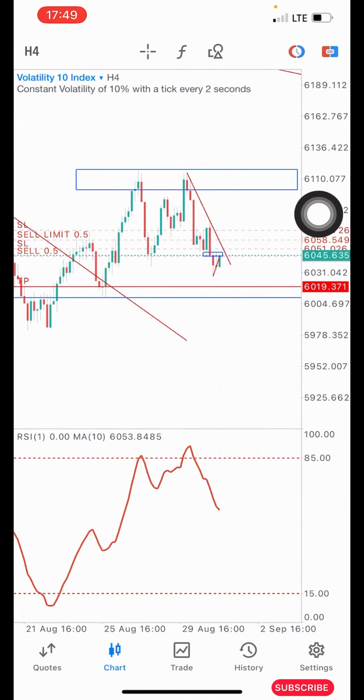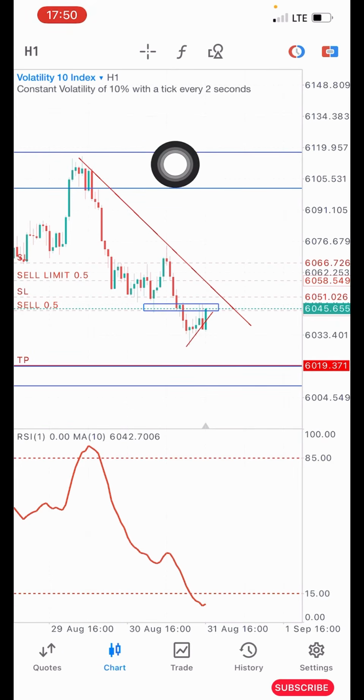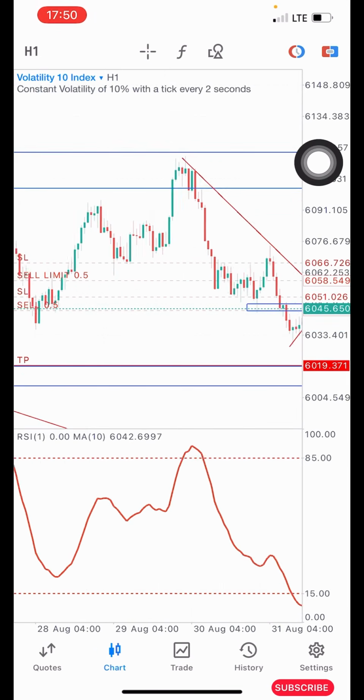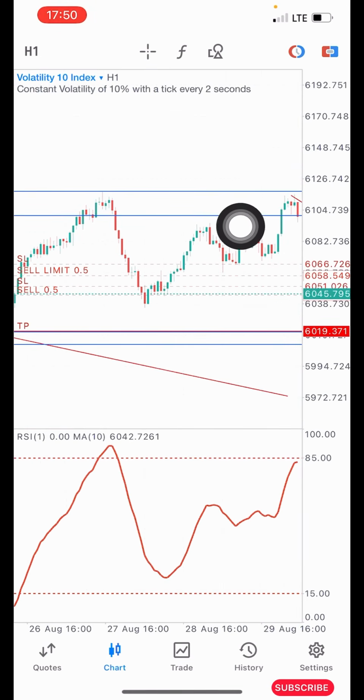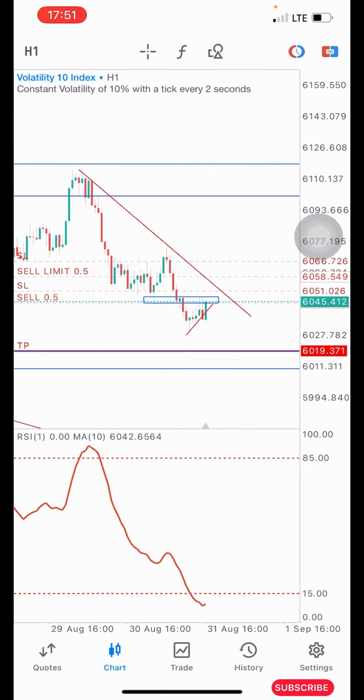Now I'm going to step down to the 1 hour or the 30-minute time frame. Here on the 1 hour time frame, you can see this is the zone I marked on the 4 hours time frame. And here also there is a support around this area which I'm using for my TP. There is a support right now. This is what's happening here on the 1 hour time frame.